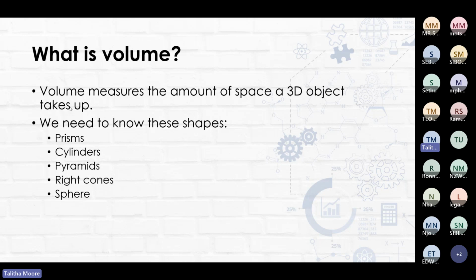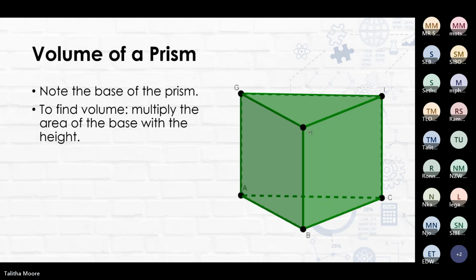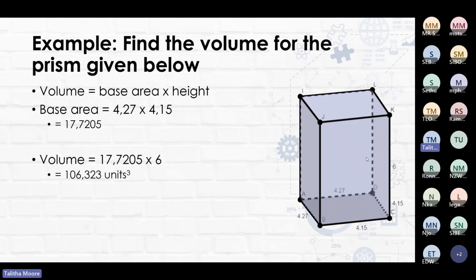So again, you need to know the different shapes that we covered in surface area. And so I'll go through each of these shapes with you now as well. Okay, so the volume of a prism. To find volume, we multiply the area of the base with the height of the prism, and this is applicable to all of the regular shaped solids, obviously excluding the cone and the sphere. So if we want to find the volume of the prism given below, again, it's the same shape as we used for surface area. So our base area is 4,27 times 4,15.